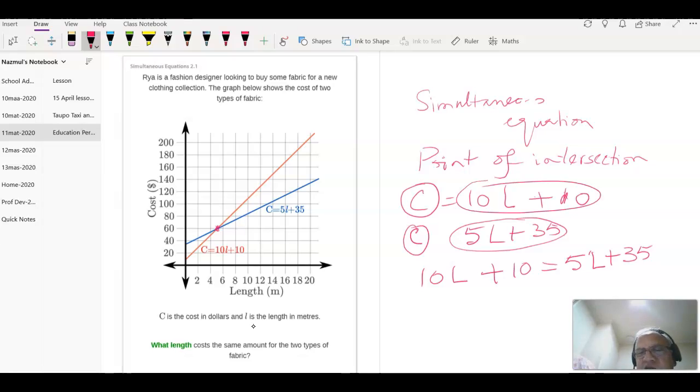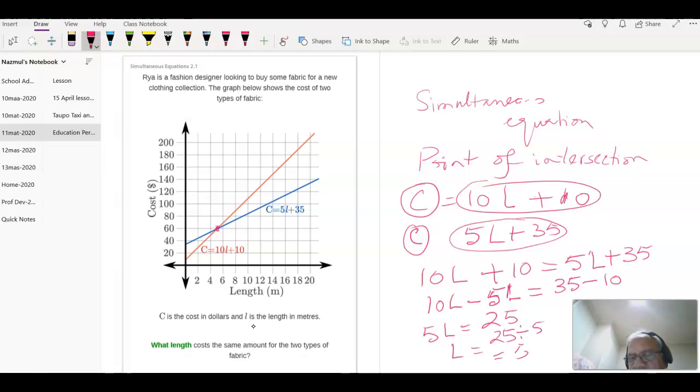Because if this is 100, that will be 100 too, right? Once you have done that, you have to solve the equation: 10L minus 5L, that's algebra from year 10, and 35 minus 10, isn't it? So that will give you 5L equals 25. So L should be equal to 25 divided by 5, which gives you 5. So what length costs the same? The answer will be 5 meters.